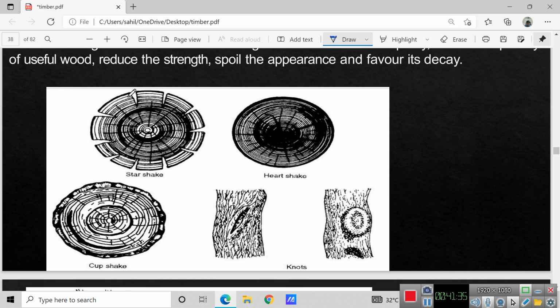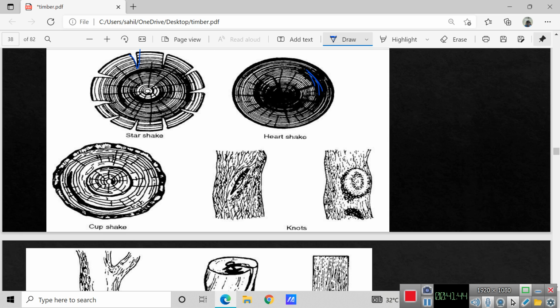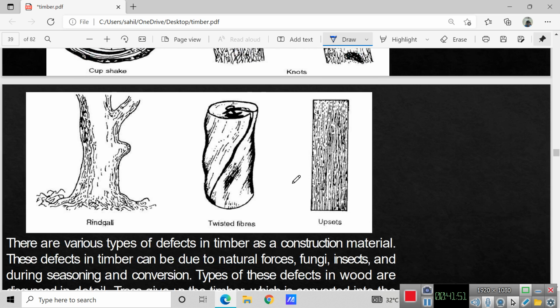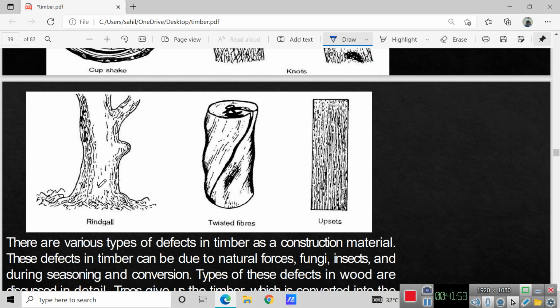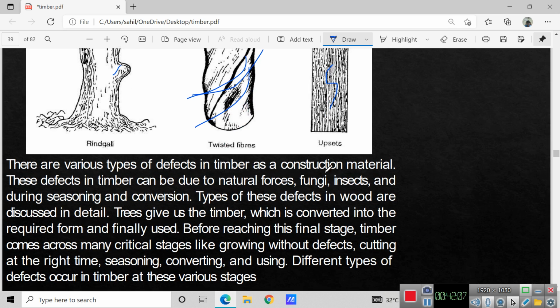So these are some special shapes. You can see the star shape, the heart shape. Here are the defects. A cup shape, you can see the defects present here. Knots, these are the knots in the trees. Now this is ringgall, and these are the twisted fibers. The upsets are basically ups and downs in the surface. So these are various types of defects in timbers as a construction material.